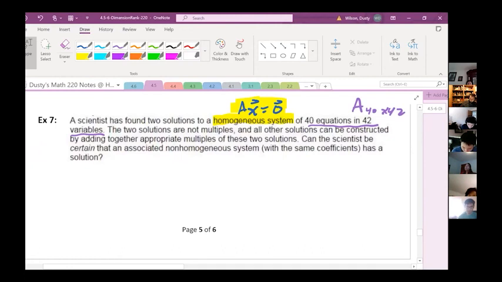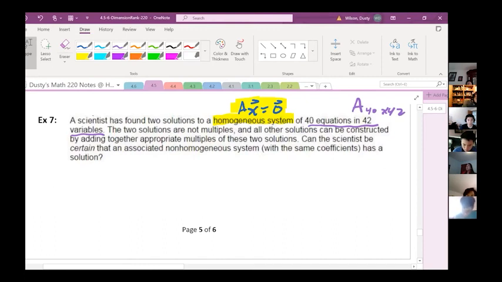The two solutions are not multiples, and all other solutions of the homogeneous system can be constructed by adding together appropriate multiples of these two solutions. Can the scientist be certain that any associated non-homogeneous system with the same coefficients has a solution? And the short answer is yes.